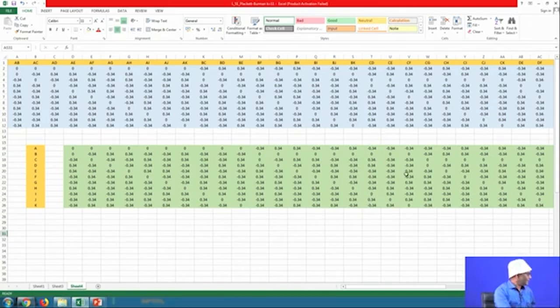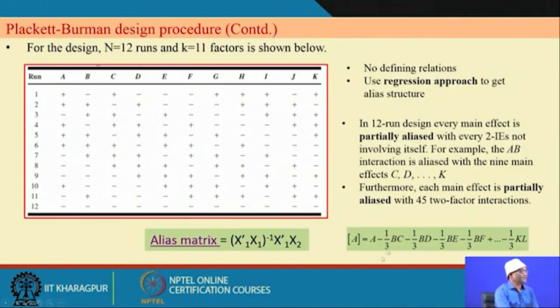If you go back to the presentation now, you see that A is aliased with minus 1 by 3 BC, where 1 by 3 we are saying 0.34, minus 1 by 3 BD, minus 1 by 3 BE, and like this. So, this alias structure is obtained using the regression approach. You just see that using Excel, under this situation, you will be able to find out the alias structure. Okay.